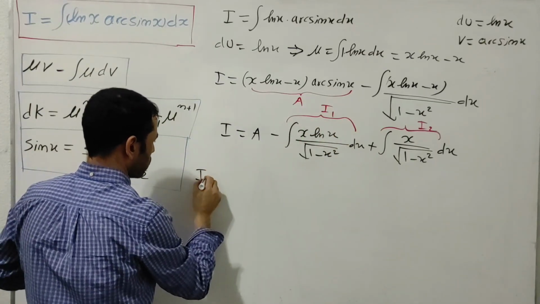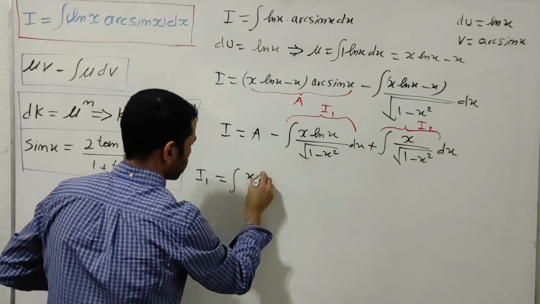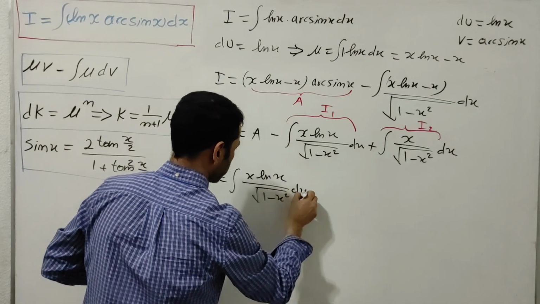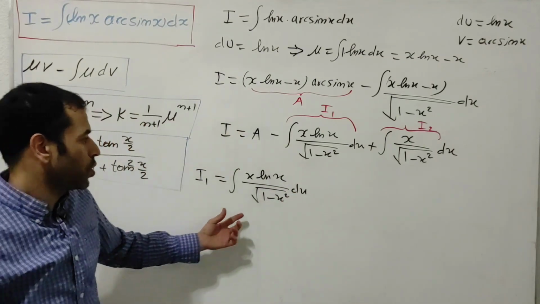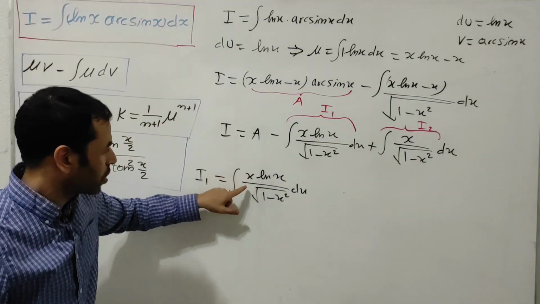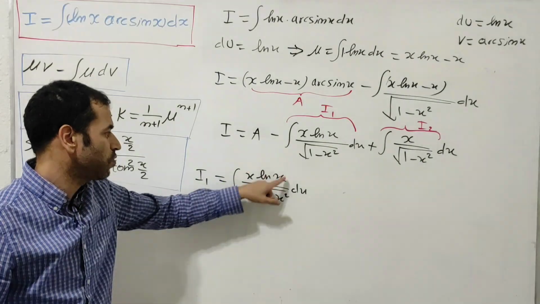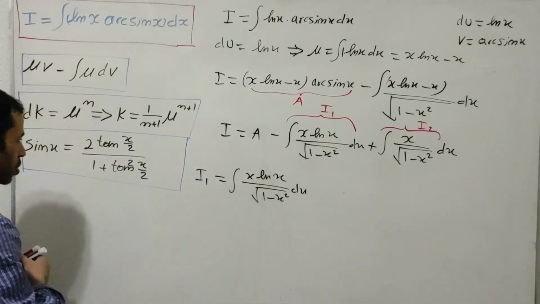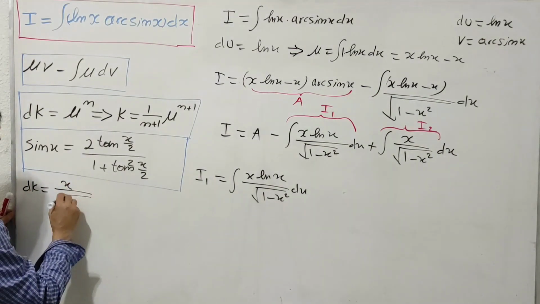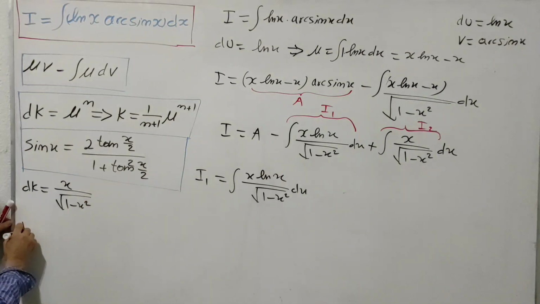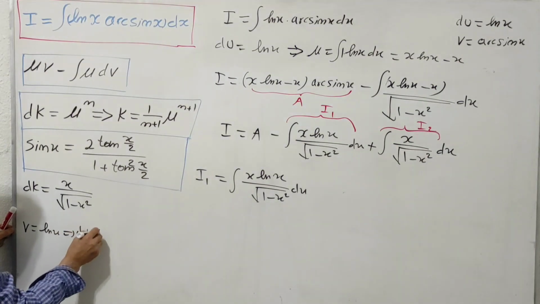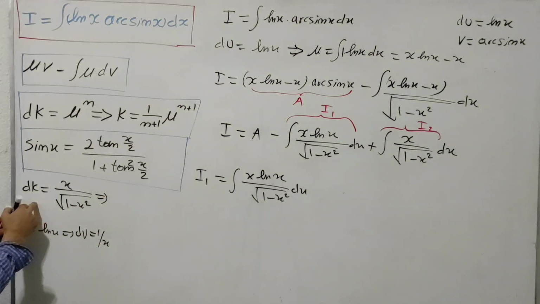So the I1 integral equals x multiplied by natural log of x divided by square root of 1 minus x squared dx. So I'm almost doing the same job. This time I'm going to set dk as x over square root of 1 minus x squared and v as natural log of x. So we'll have dk equals x over square root of 1 minus x squared and v equals natural log of x. So here I will have dv equals 1 over x, and here I'm looking for the primitive of this one.